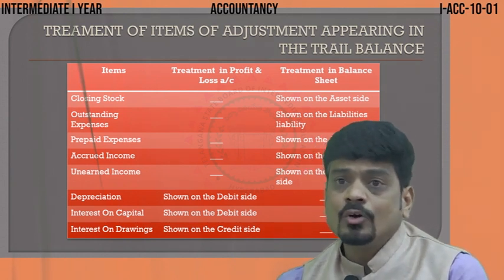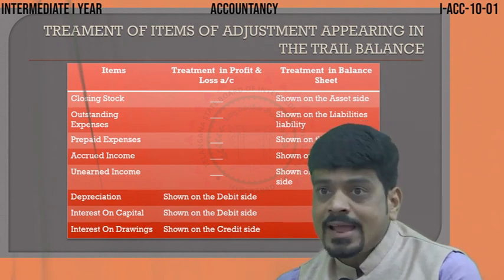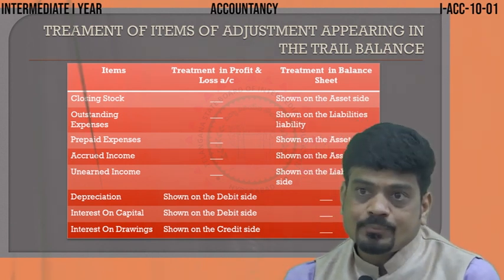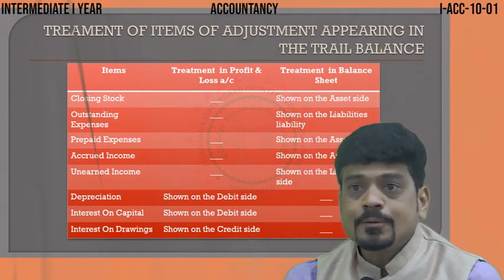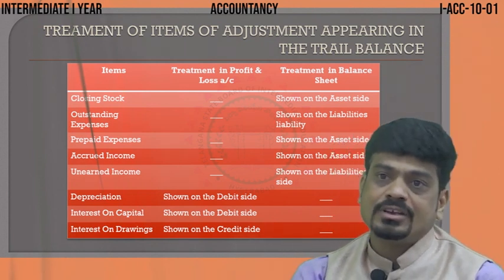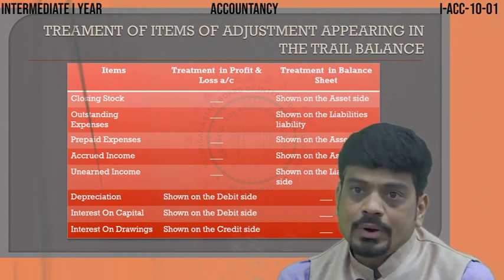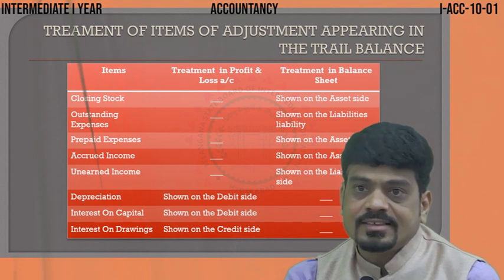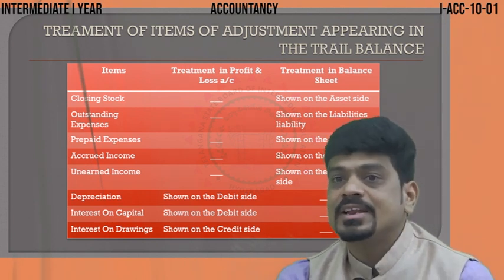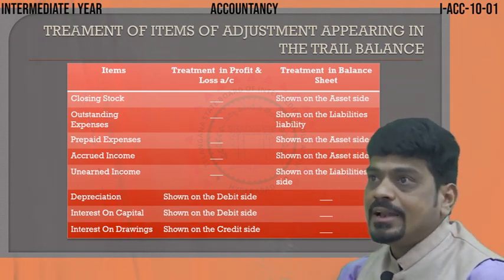Like that, if they give outstanding expense, let me say outstanding salary, in the trial balance, that is on the credit side, then directly show it as a liability in the balance sheet. Like that, prepaid expense, only at the asset side of balance sheet. This will be given on the debit side of trial balance. Like that, accrued income, you have to show on the asset side of balance sheet. Like that, unearned income, nothing but income received in advance, that is the other name, you have to show on the liability side of the balance sheet.